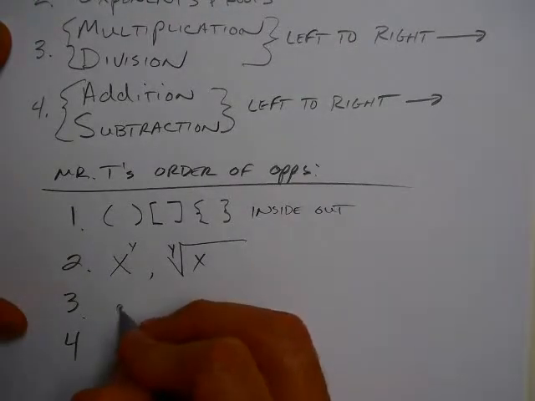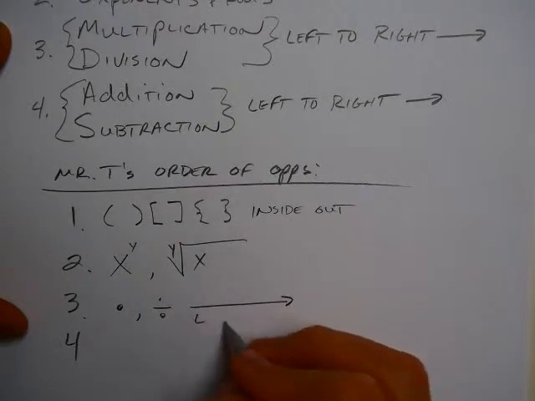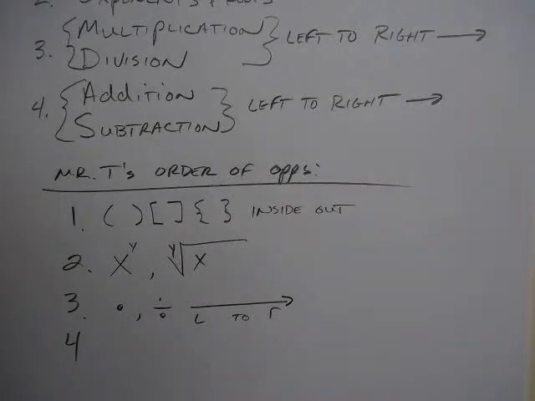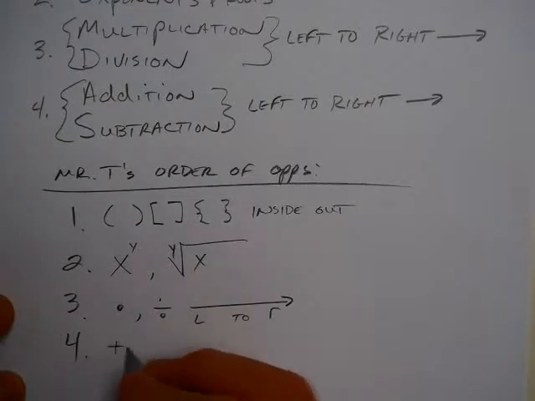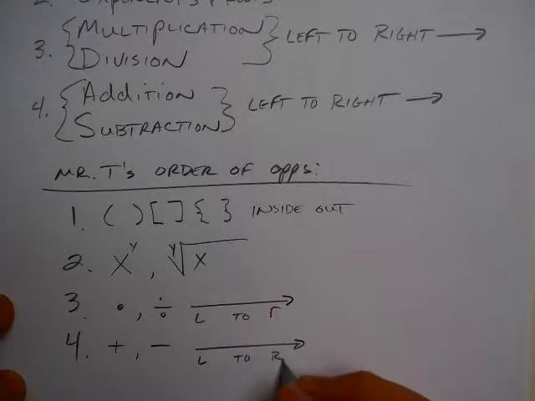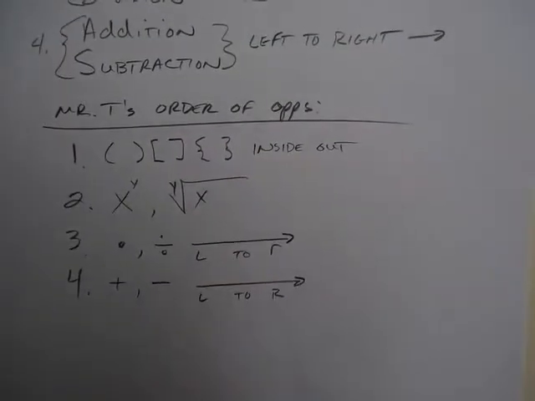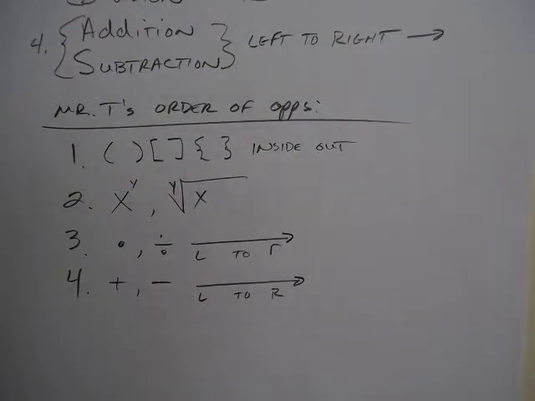3, multiplication, division, left to right. And addition and subtraction, left to right. For whatever reason, I just kind of like the more symbolic way of doing this. It may not be true for you. Different people learn things differently. I kind of like the symbols way. So this is my way of thinking of the order of operations.